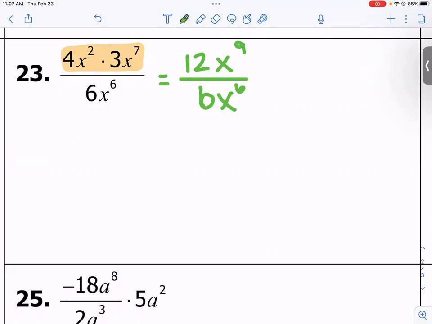Brady, now what? Can we take 12 divided by 6? What's 12 divided by 6? 2. And then since we're dividing, what are we going to do with our exponents? We're going to subtract them. So Cordell, what is 9 minus 6?